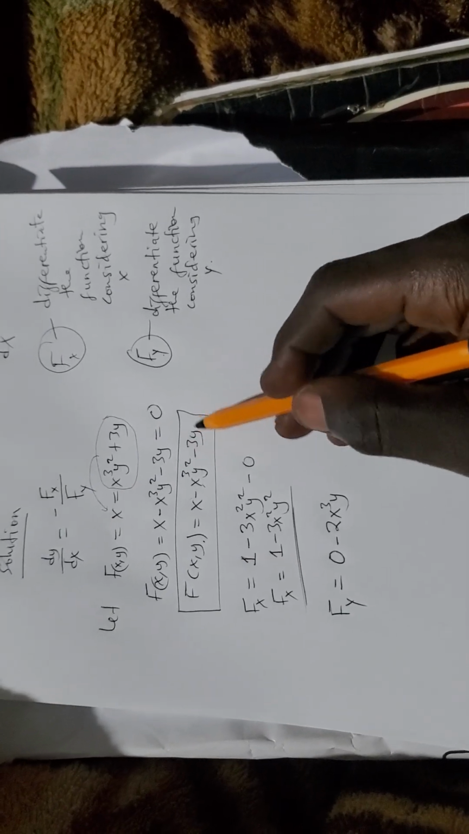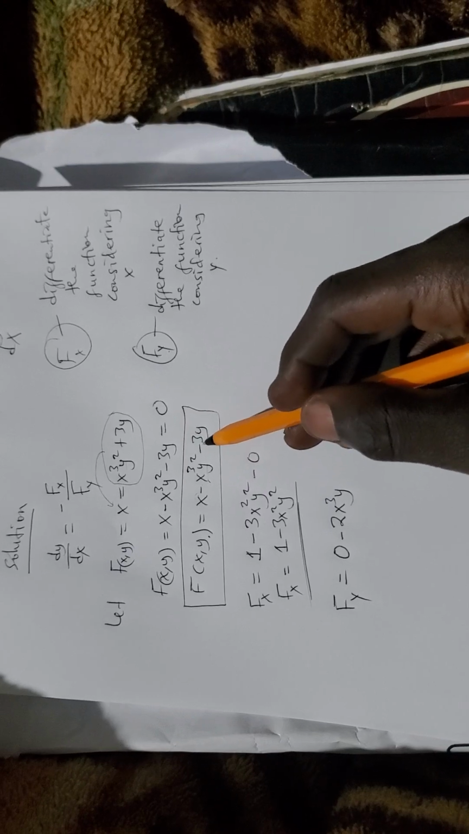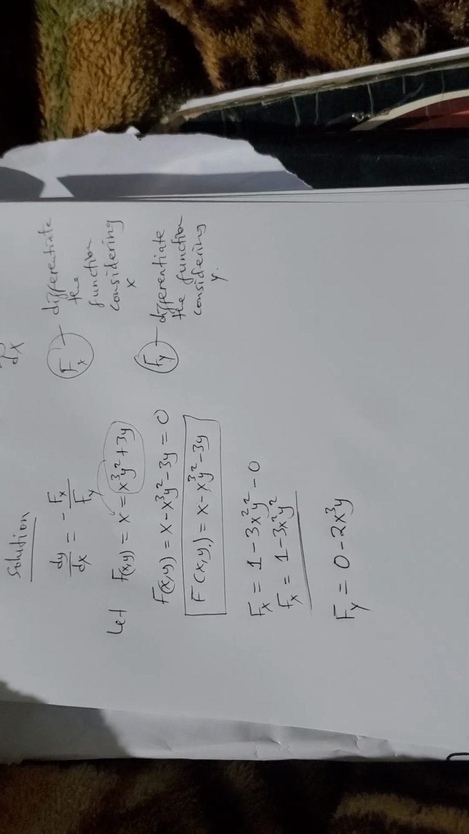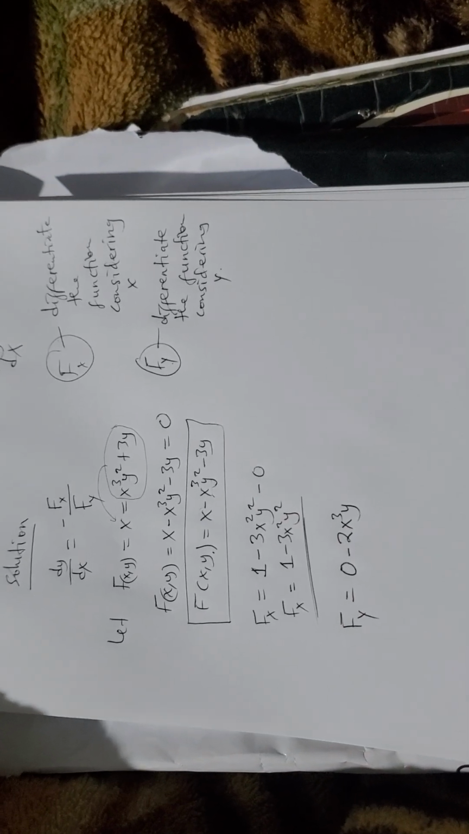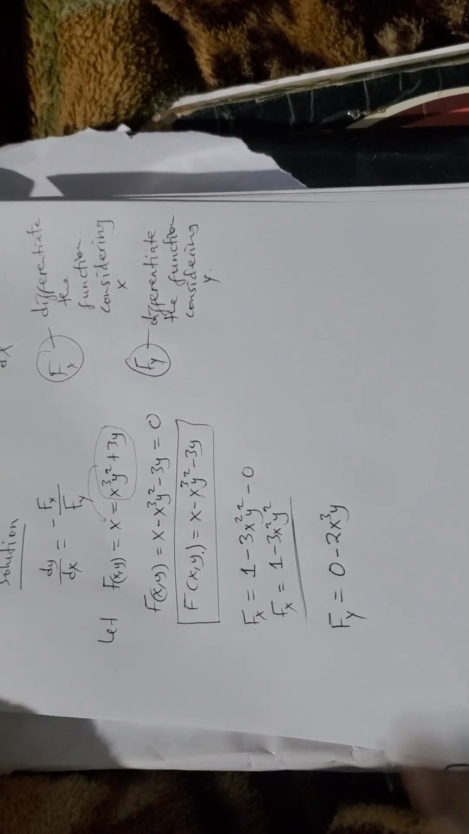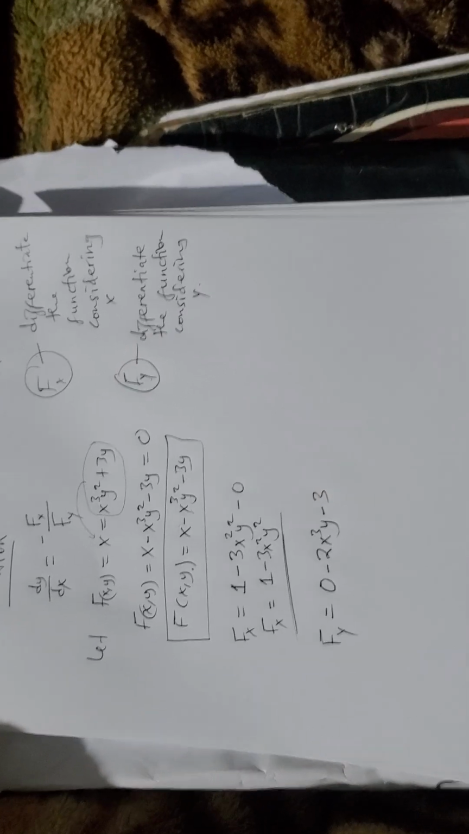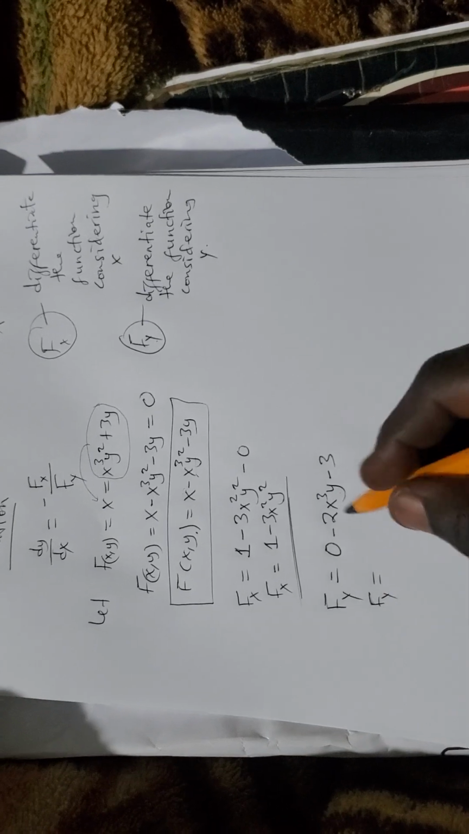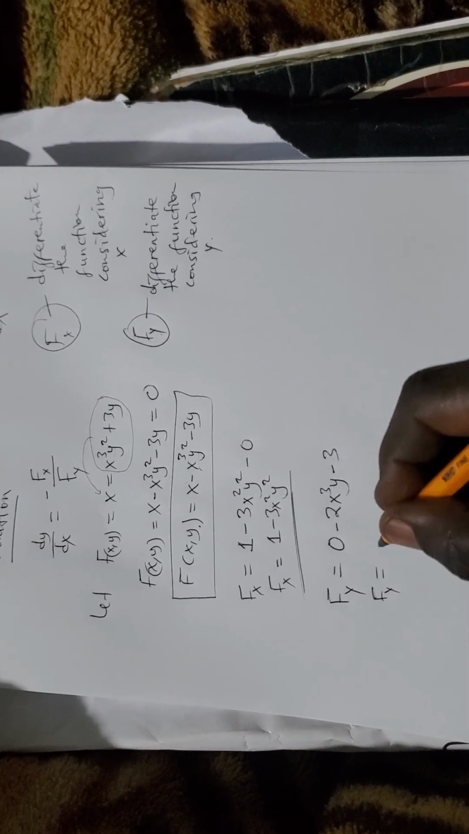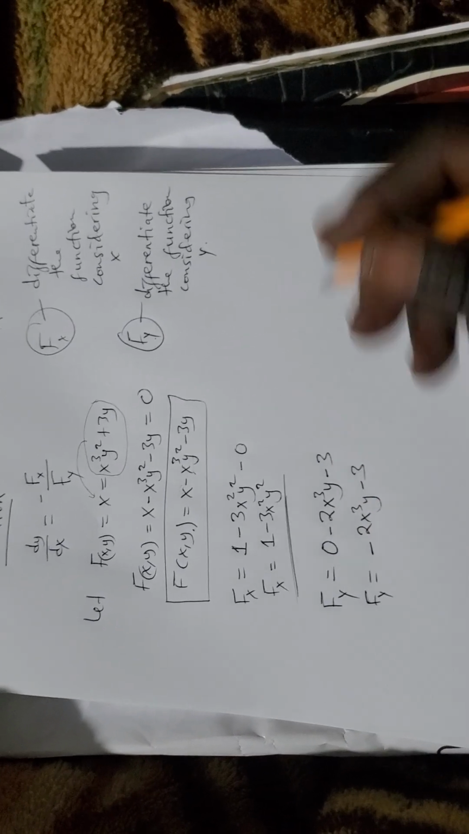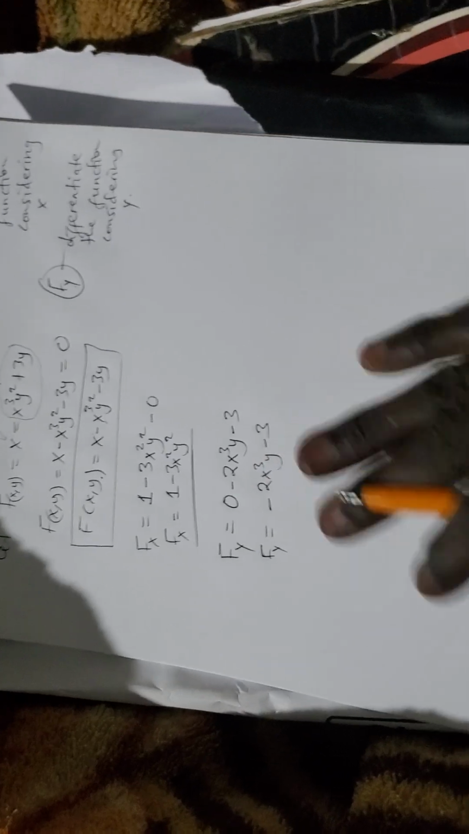Then on this part, there is negative 3y. Whenever the number and the letter are attached and the letter is having power 1 and it is the letter you're differentiating, you just get the number as the answer. So in that case, we'll just get 3. Simplifying this one, we ignore the 0, we have negative 2x power 3 y minus 3. So that is our case. So this is the work.